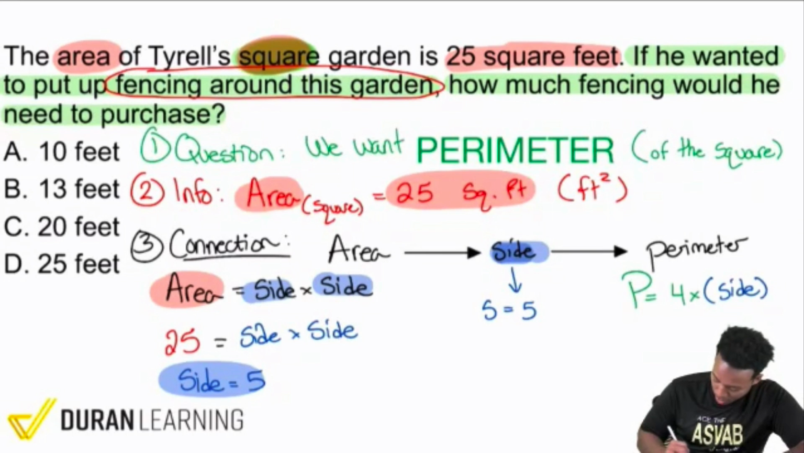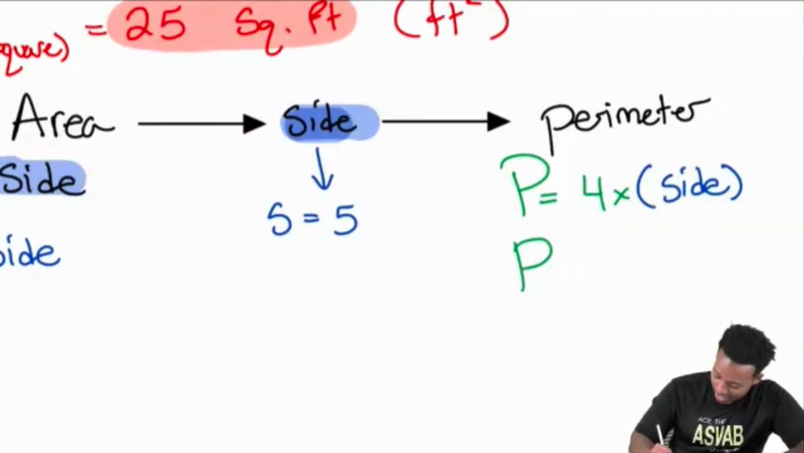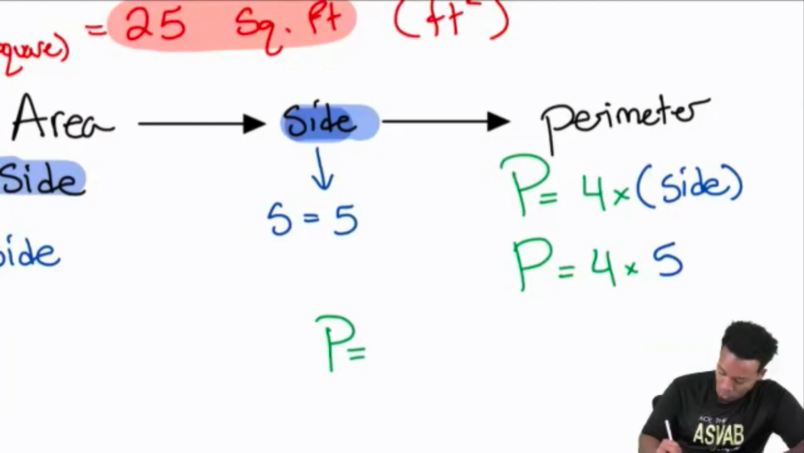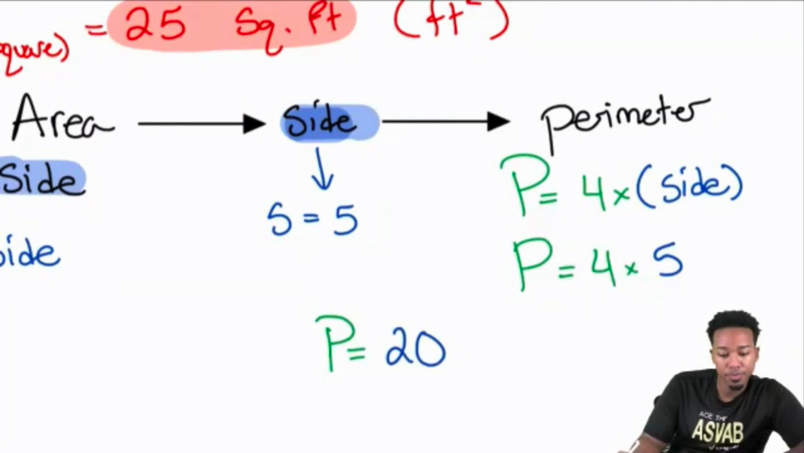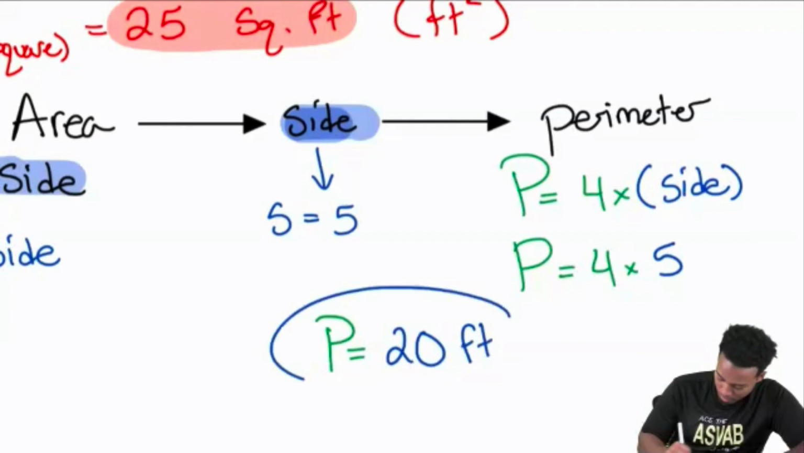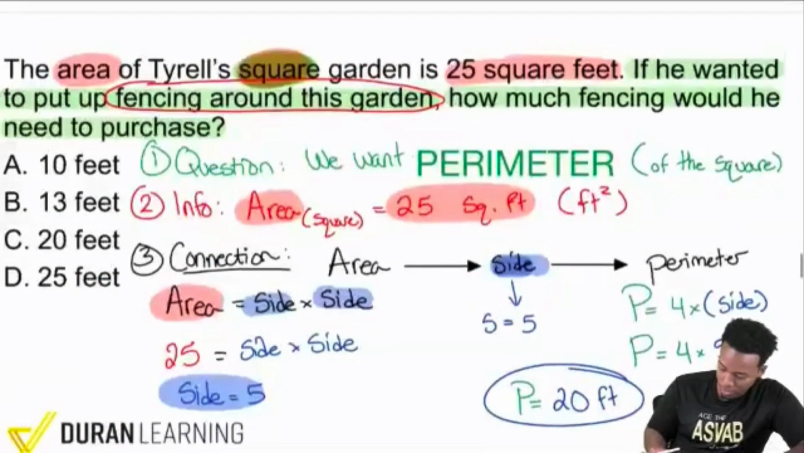So the perimeter, my big old head's in the way, isn't it? So the perimeter is equal to 4 times 5. Everybody, the easiest question of the day. 4 times 5 equals what? 20. 20 what? 20 feet. Correct. 20 feet. And there's our answer.